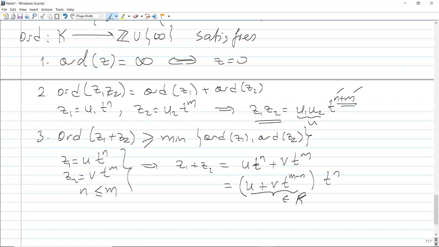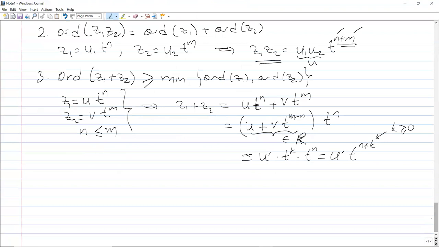Moreover, since this is in R, the order of this element is non-negative, so that this is some unit u prime times some t to the k times t to the n, which is u prime times t to the n plus k, where this k is non-negative, so that the order of z1 plus z2 is n plus k, which is at least n, which is the minimum of the order of z1 and the order of z2.